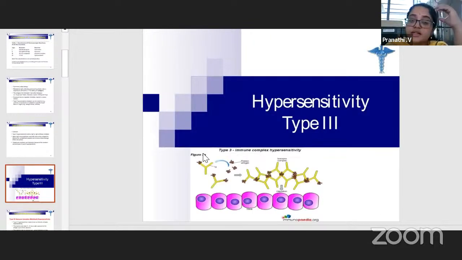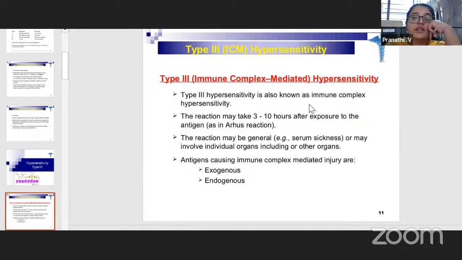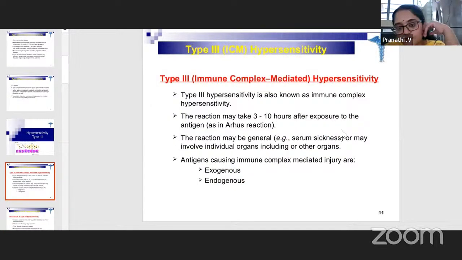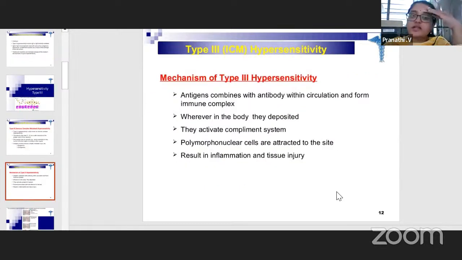Then type 3 hypersensitivity: what happens is formation of an immune complex. So you have the cells, you have different kinds of antigens, and finally a complex is formed. It takes quite some time, in fact 3 to 10 hours after the antigen comes. An example is the Arthus reaction, and another example is serum sickness. It can be internal or external, exogenous or endogenous. Antigens are there inside the body itself, and sometimes wrong identification of a particular component as an antigen will trigger the immune response.